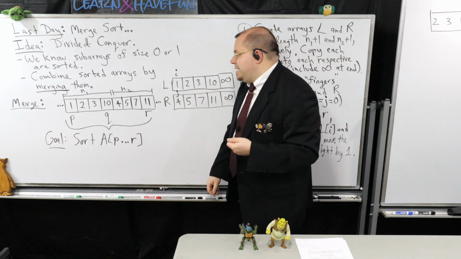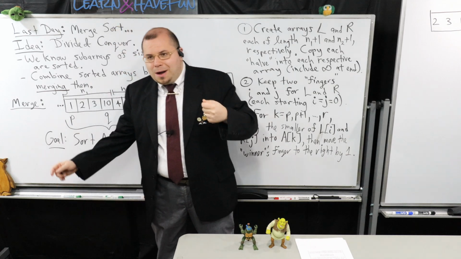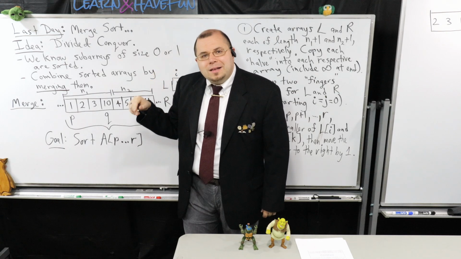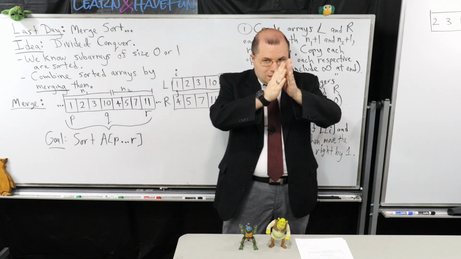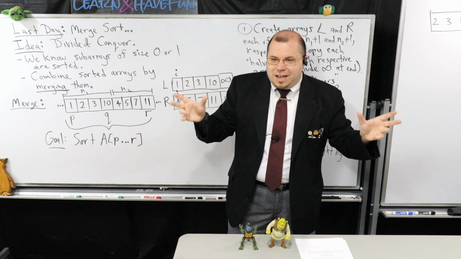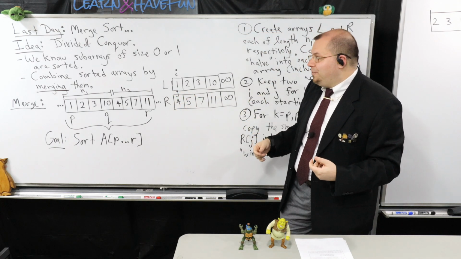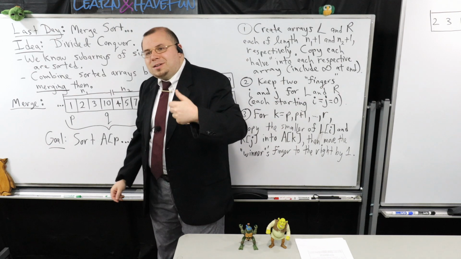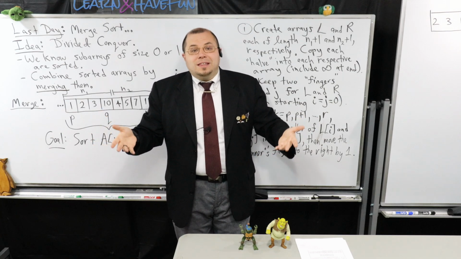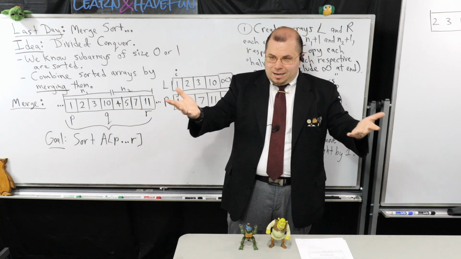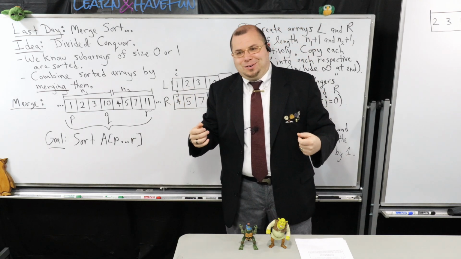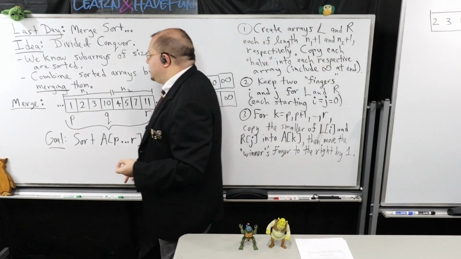So here's the idea. I know how to sort subarrays of size 0 and 1, because they're sorted by definition. So the idea is very simple. I'm going to cleave my array into equally sized halves, just like what we would like to have. And when I break them down to sizes of 0 or 1, I know those are sorted. So in the conquer phase, I would like to combine those sorted arrays so I can make bigger, longer sorted arrays. And that brings us to our friend merge.